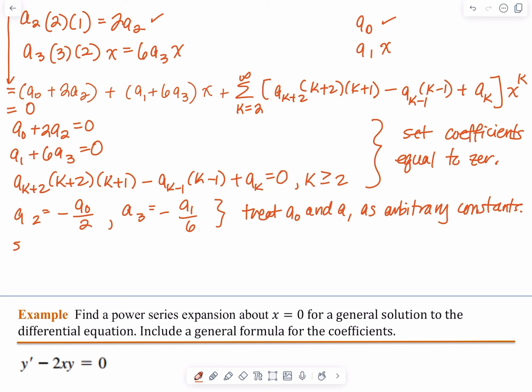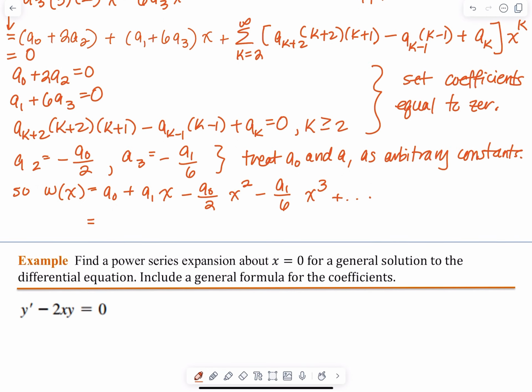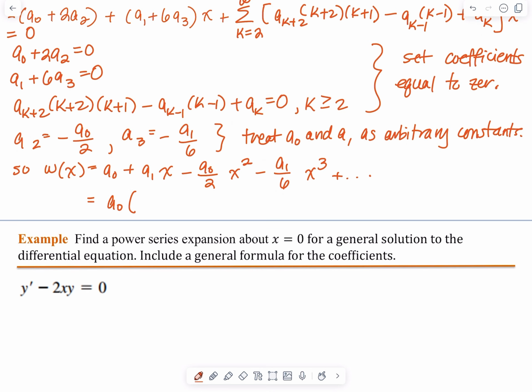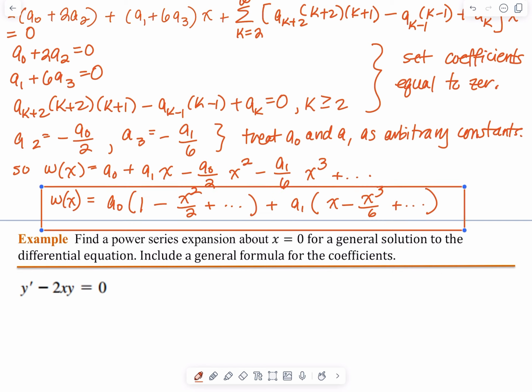So now we have that w of x is equal to a naught plus a1x, those are our arbitrary constants, minus, here's our a sub 2, which is the opposite of a naught over 2 multiplied by x squared, minus, and here's our a sub 3, a sub 1 over 6, x cubed, and so on and so forth. So now we can say that w of x is equal to, and let's factor that a naught out, 1 minus x squared over 2 plus dot dot dot, and now we have a sub 1, and we have x minus x cubed over 6, and so on and so forth.